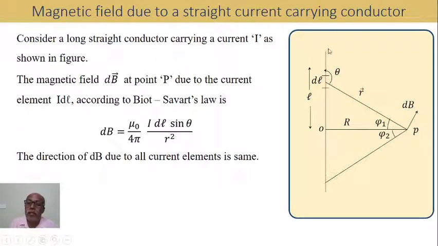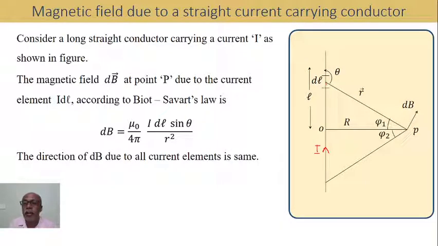In this infinitely long straight conductor, we have considered a small element dl, shown over here. Let this conductor carry a current I, where I is the magnitude of the current flowing through this conductor. And the product of I and dl is called the current element.